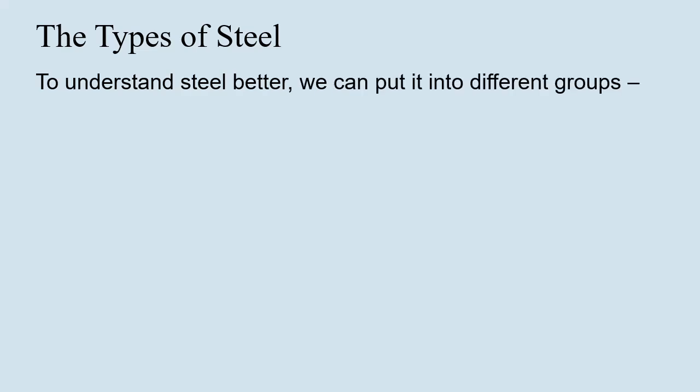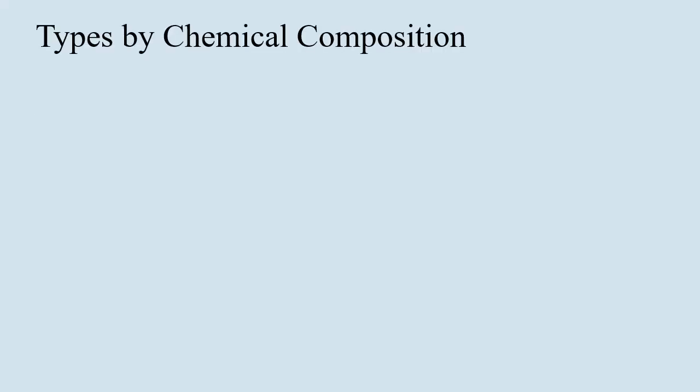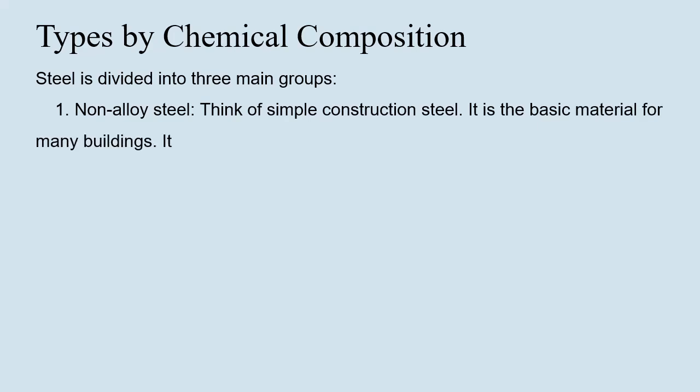The types of steel. To understand steel better, we can put it into different groups, just like fruit. An apple is different from a banana, and steel also has different types for different jobs. Types by chemical composition. Steel is divided into three main groups. First, non-alloy steel. Think of simple construction steel. It is the basic material for many buildings.